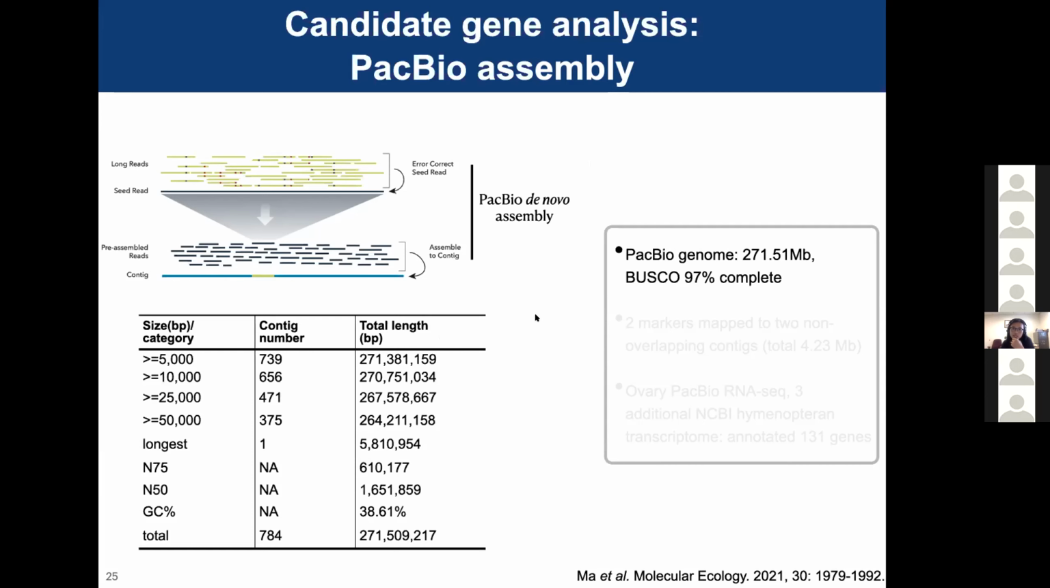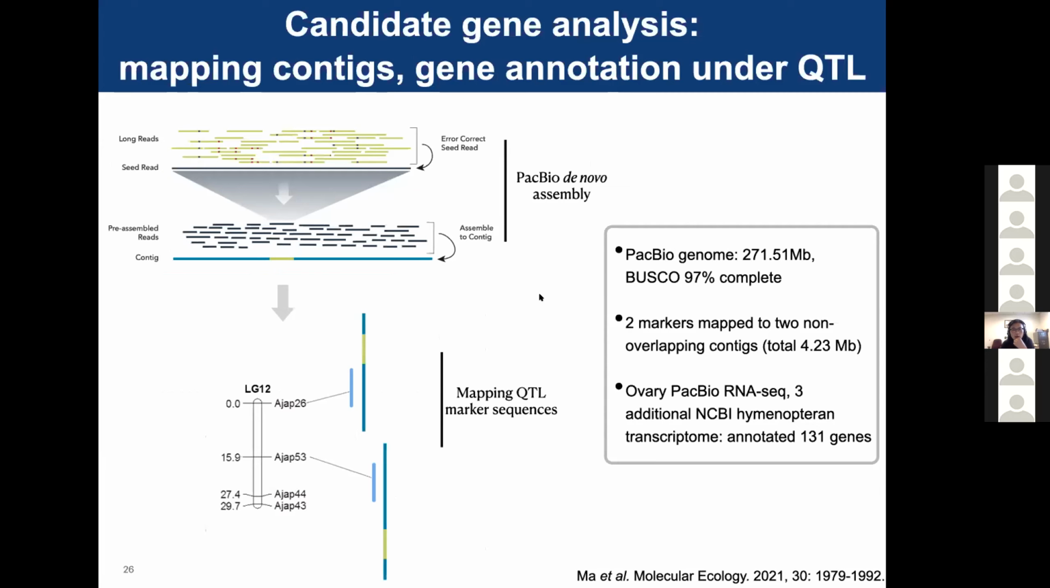Using this PacBio genome, we took these QTL marker regions, which flank the DNA fragment, and we can map and BLAST them to the PacBio genome. We detected two non-overlapping contigs, covering at least 4.2 megabases. We also have ovary PacBio RNA-seq and some other published Hymenoptera transcriptomes, so we further annotated these QTL regions. We found that the QTL regions contain at least 131 coding genes.